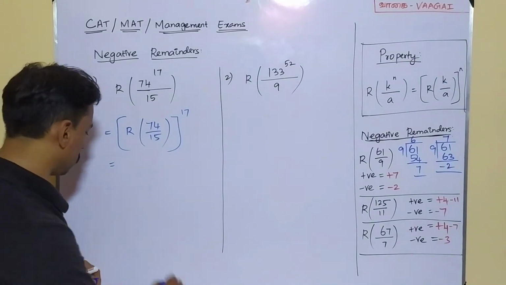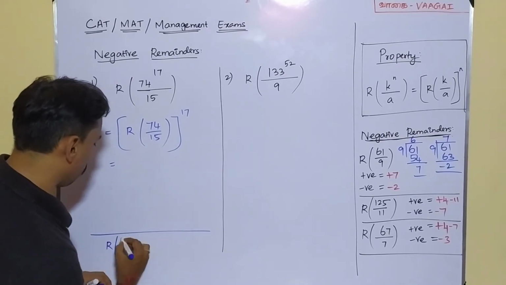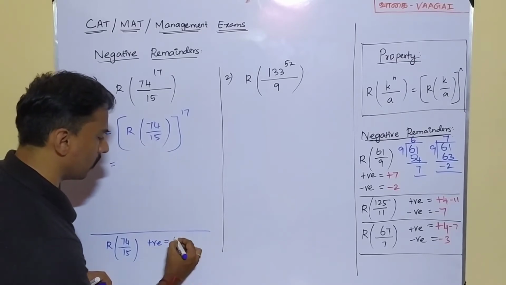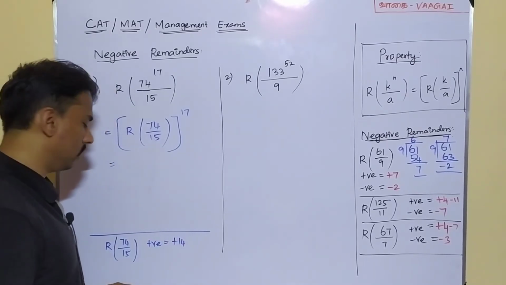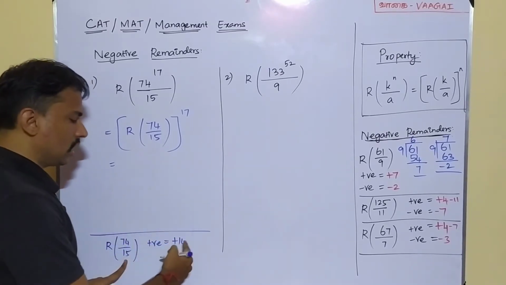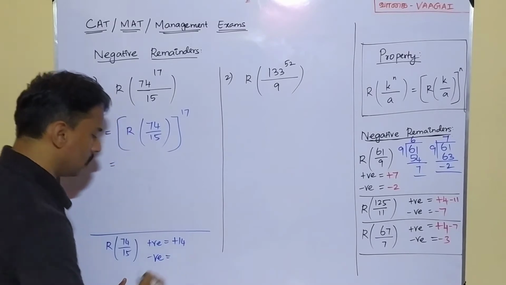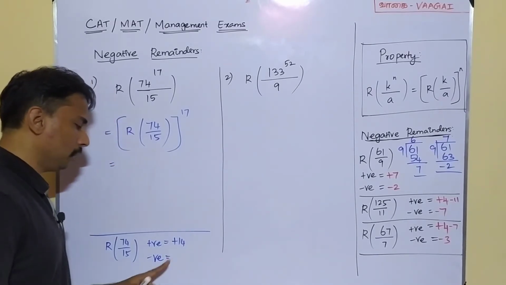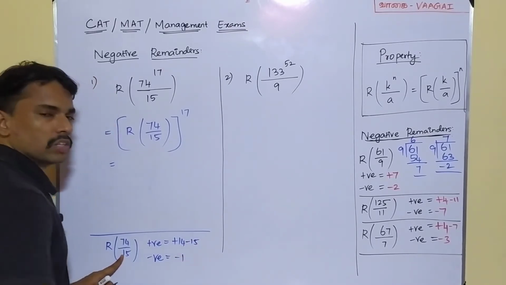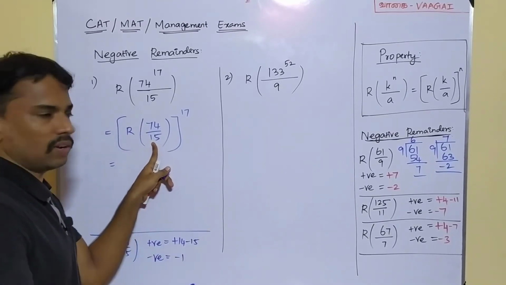So let me write it somewhere here. When you divide 74 by 15, your positive remainder will be equal to plus 14. Just now we calculated it, because I can go up to 15 fours are 60, so 74 minus 60 is plus 14. But this is in terms of the positive remainder. What would be the equivalent negative remainder here? It's simple, just do plus 14 minus 15, you will get minus 1, is it or not? So when I divide 74 by 15, my equivalent negative remainder will be minus 1.